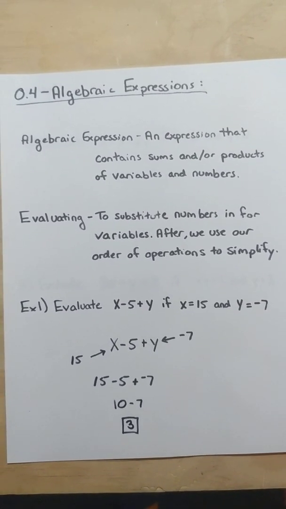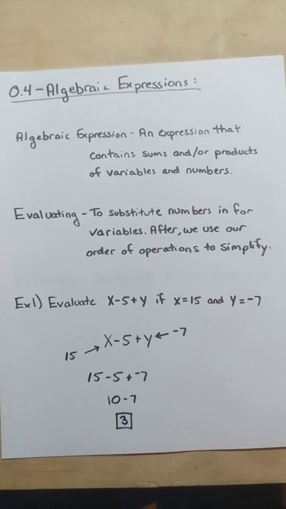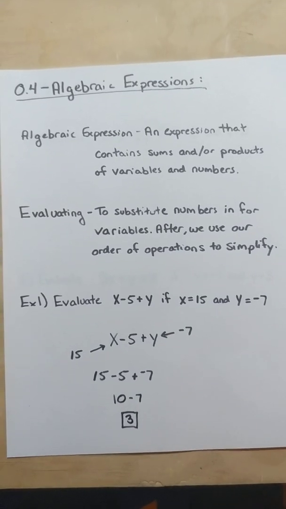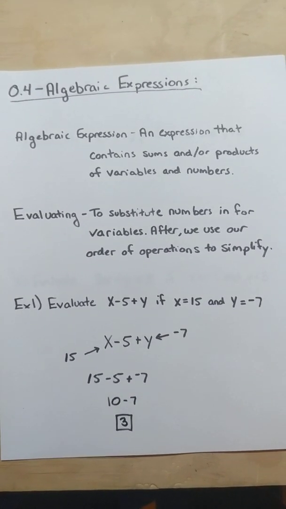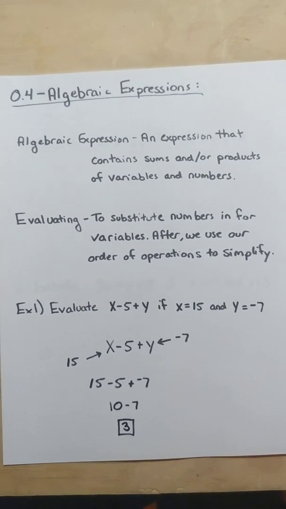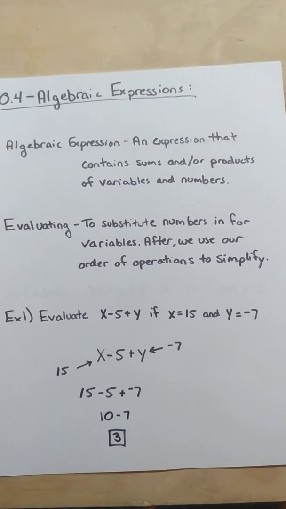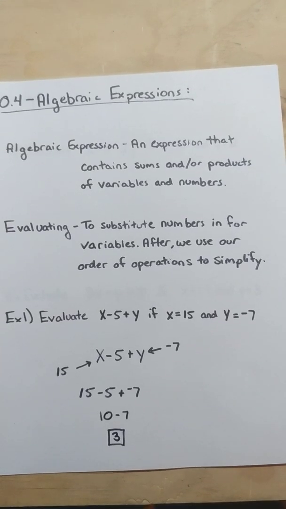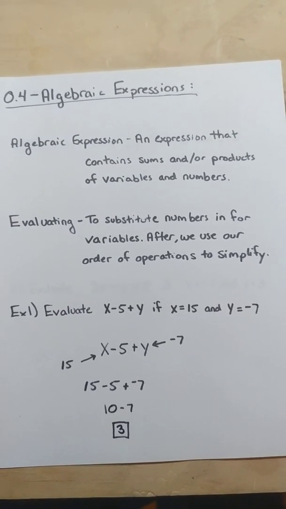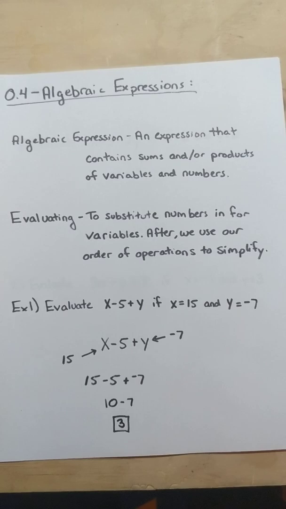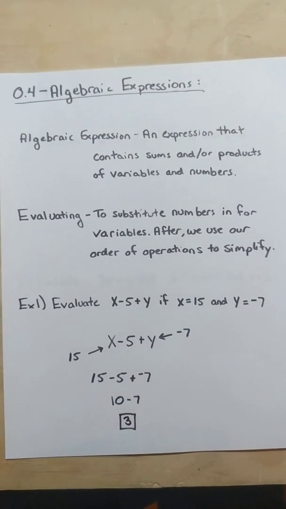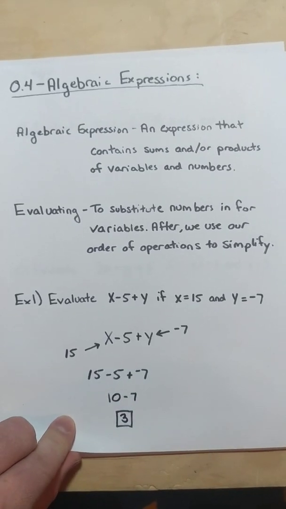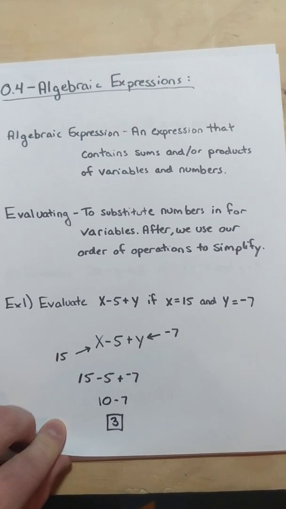So here's the first example. I'm asking you to evaluate x minus 5 plus y. Now what if x were to equal 15 and y were to equal negative 7? I would replace the x with 15 and the y with negative 7. As a result, instead of x minus 5 plus y, I would have 15 minus 5 plus a negative 7. 15 minus 5 simplifies to 10. And plus a negative 7 is the same thing as minus 7. So 10 take away 7 is 3.